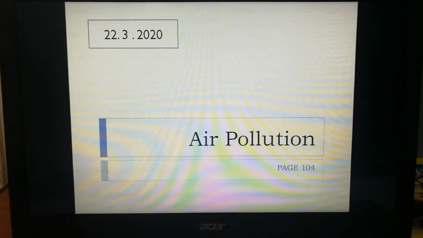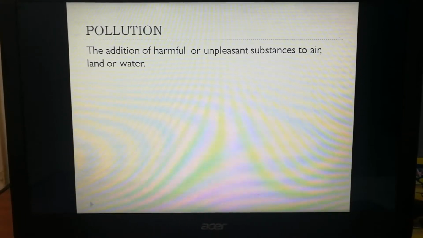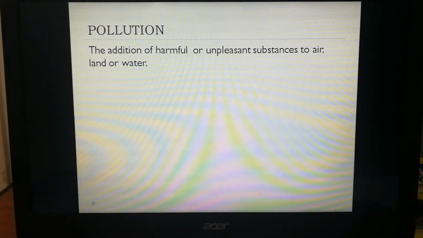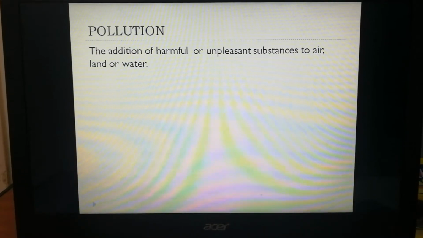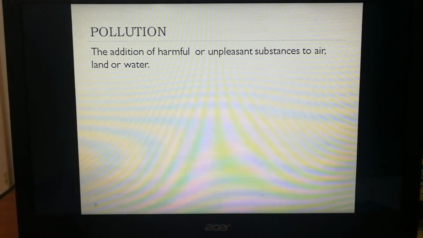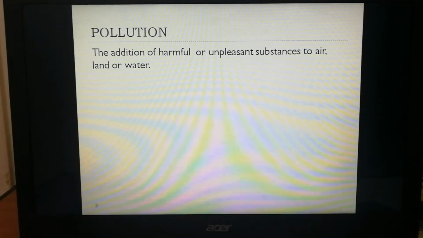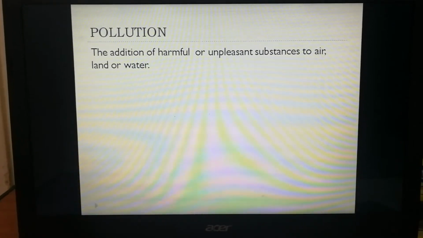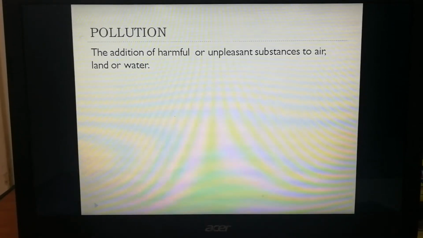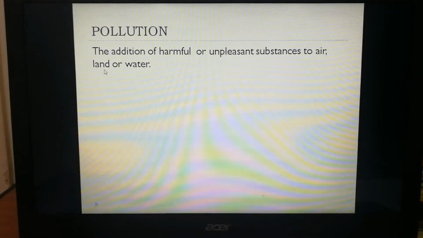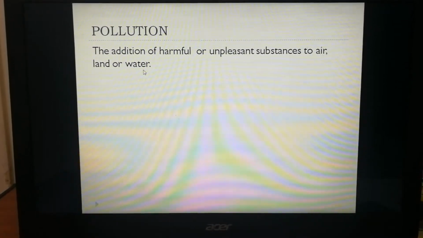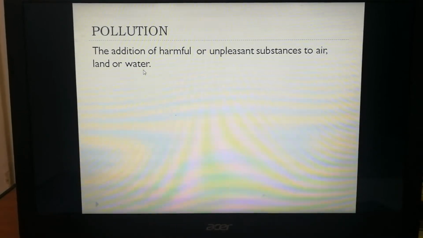First, let's revise the meaning of pollution. Okay, we said that pollution is what? The addition of harmful or unpleasant substances to air, land, or water. So we have air pollution, land pollution, and water pollution.